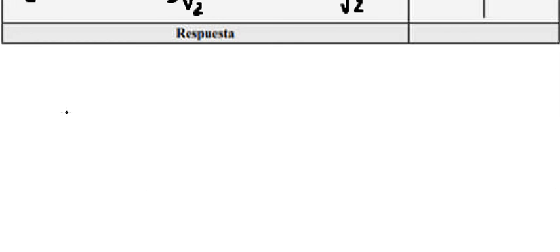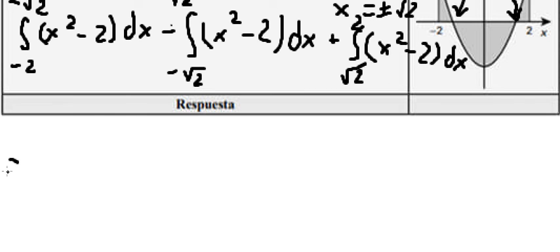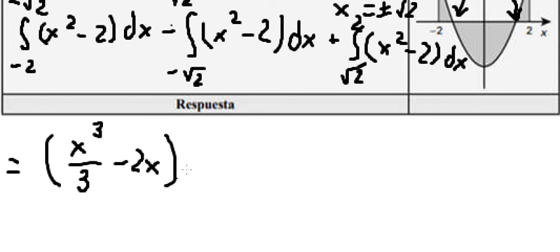The integral of this one you get s to the power of 3 over 3 minus 2s, and we put the boundary in here. Similar for the next one.